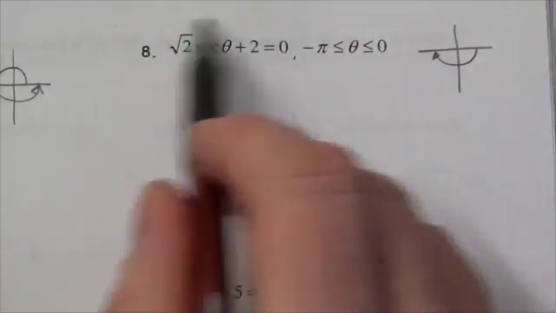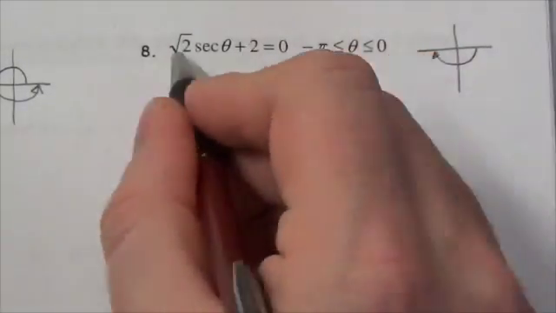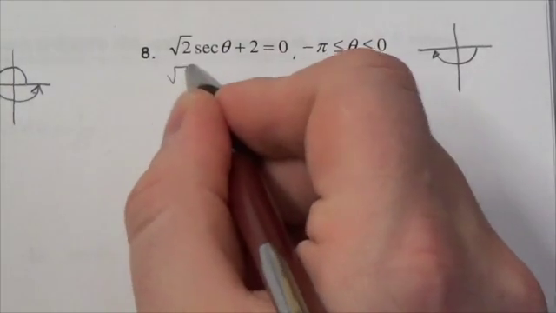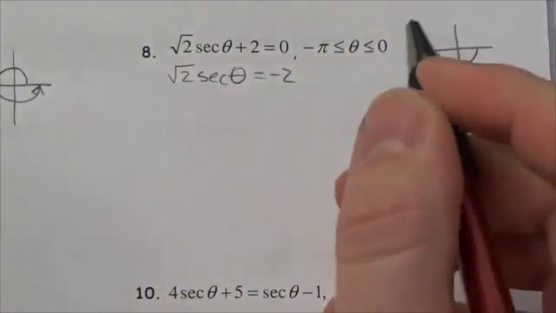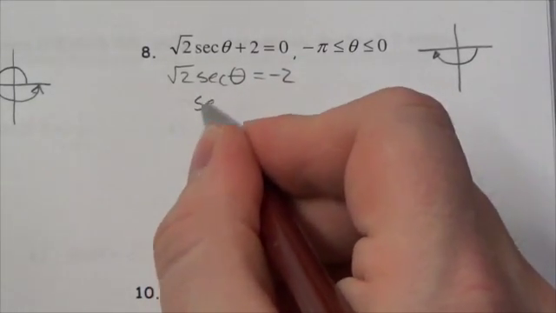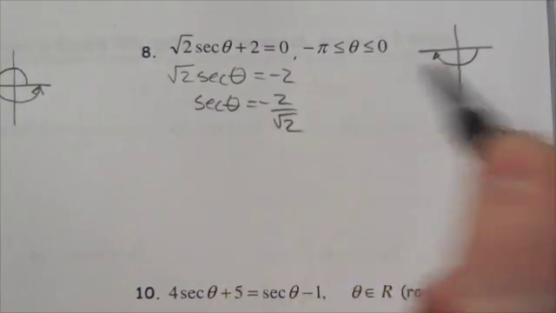Now, I need to know what's going on here. So I need to isolate the secant. So there's two terms here. I'm going to bring the 2 over here first to get rid of the one that doesn't have the theta in it. So that's negative 2. And then I'm going to divide by root 2. So I'll get negative 2 over root 2.